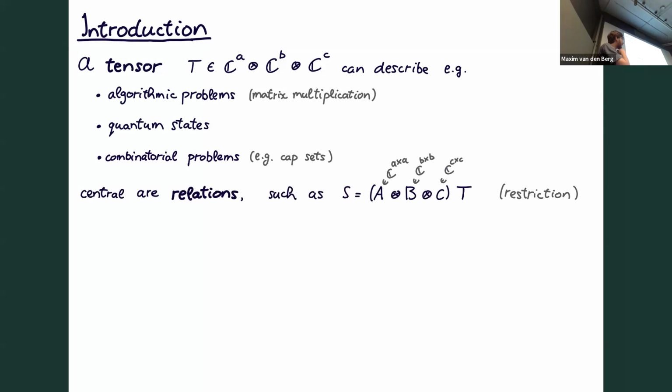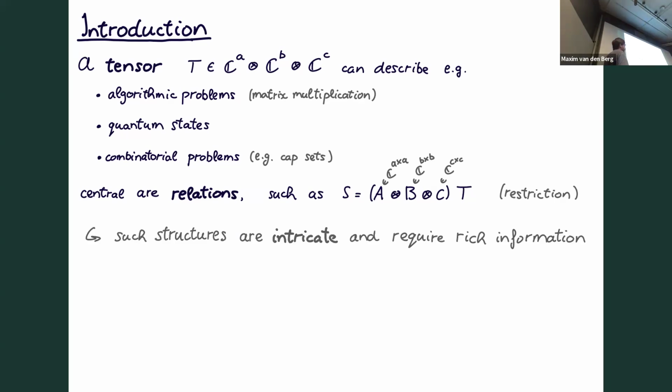And when talking about tensors, the thing that we really want to understand is relations between different tensors. So let's say I have two tensors, T and S. I want to ask when it's possible to apply matrices to the three factors, so here A, B, and C, which are on the corresponding sides, so that I can obtain S from T. This is something called restriction. This is just an example of such relations. You have other ones, also asymptotic versions of these things. This is really what we want to understand. But these structures are very intricate, and they require really rich information to say something about them.